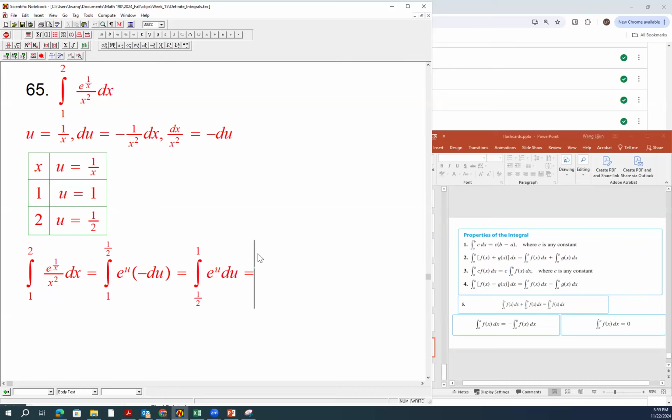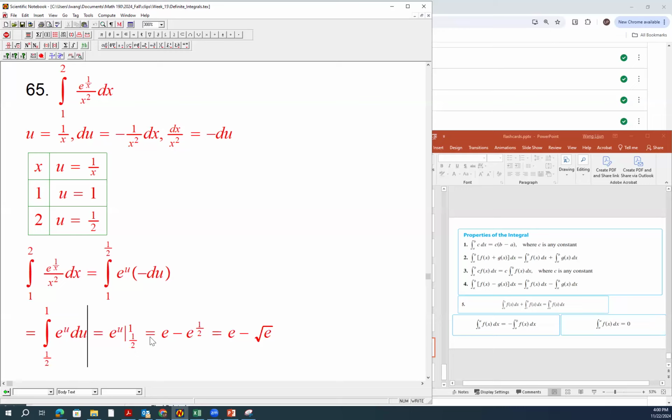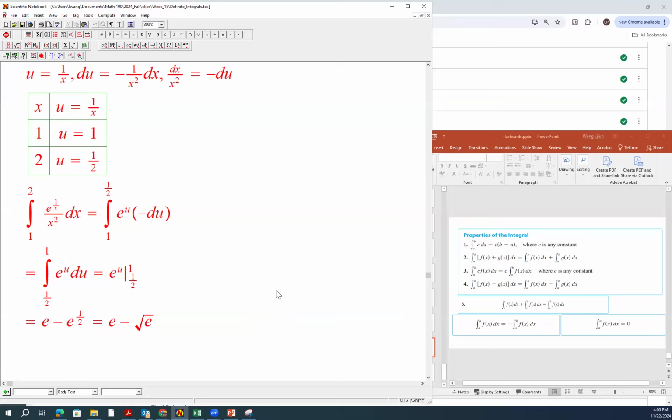Okay? And then the antiderivative, e to the power of u, evaluated from lower limit, which is a half, to upper limit, which is 1. So that equals e minus e raised to the power of half. That is e minus root of e, square root of e. Of course you can separate these words into these number of rows.